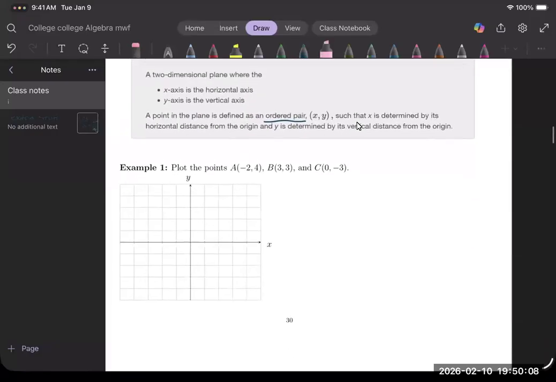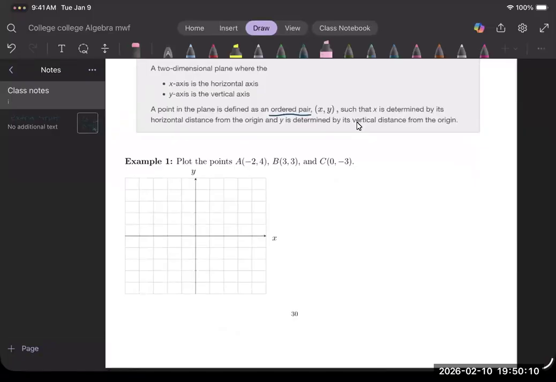So here's the first example, just plotting the points. A is -2, 4. So you go -2 on the x and then up 1, 2, 3, 4, and then you find where those points cross, and that is A. So I want you to pause the video and label B and C.